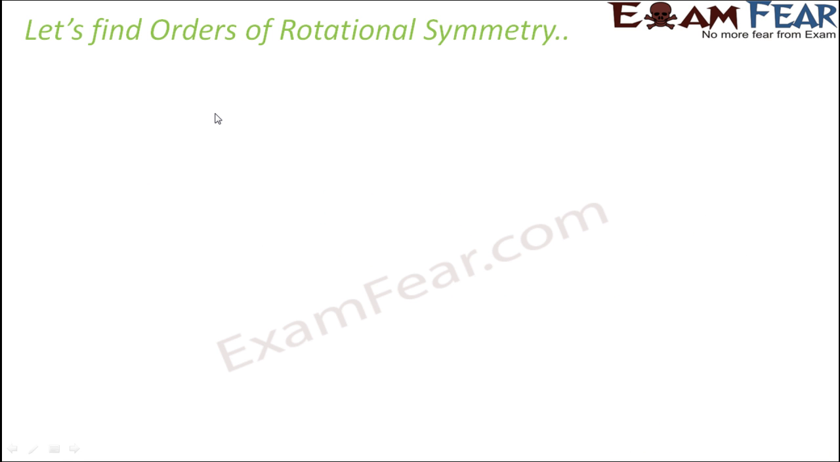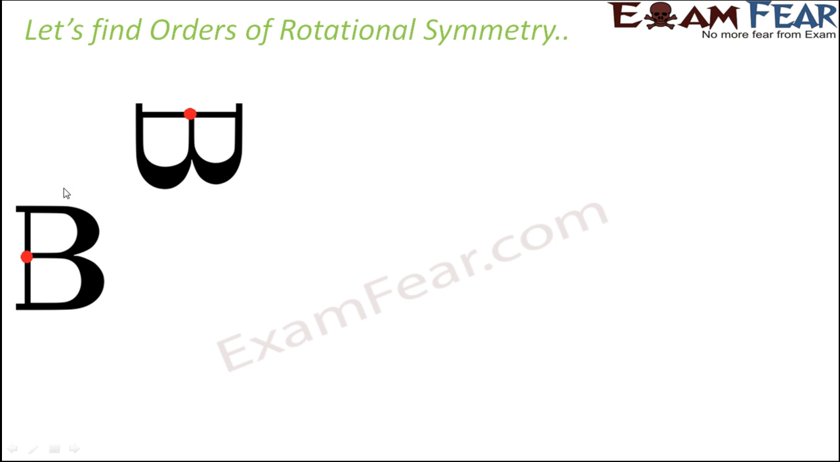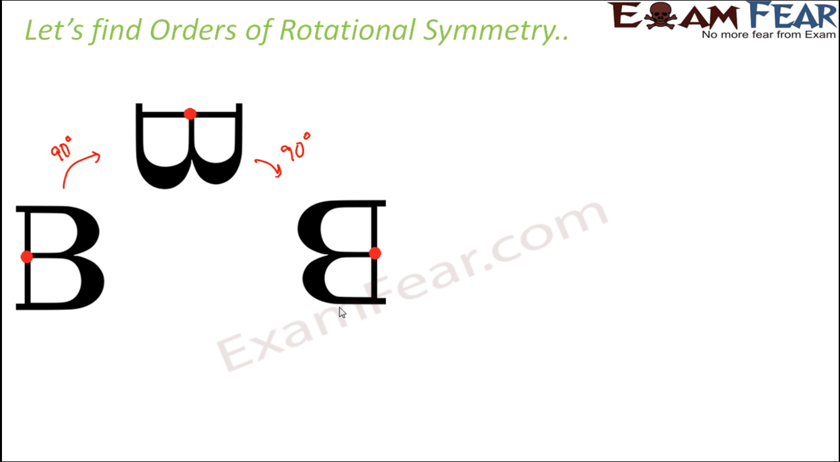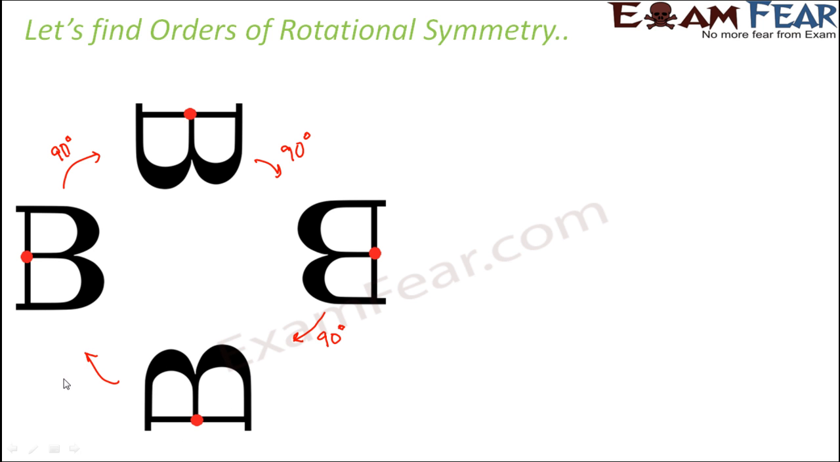Now let us find orders of rotational symmetry for a few examples. So we first take the example of B. We saw that in case of B, as we rotated it clockwise by 90 degrees, it came to this position. When we further rotated it clockwise 90 degrees, it came to this position. On further rotation of 90 degrees in clockwise direction, it came to this position. And again on further rotation, it came back to the original position.